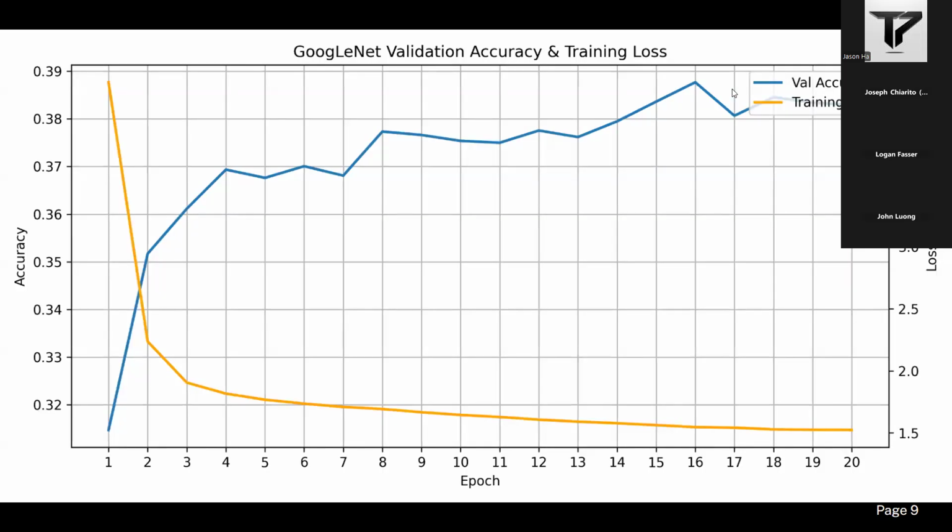Now, in terms of how the model performed in training, this was our best model for the 2e negative 3 learning rate for our hyperparameter. It saw at best around 38.8% accuracy. And this is how the graph looks compared to training loss.